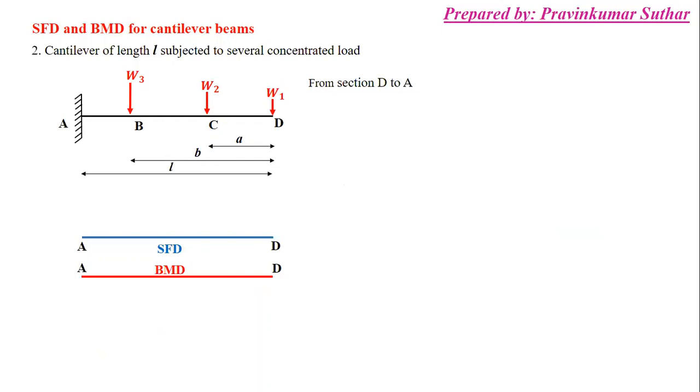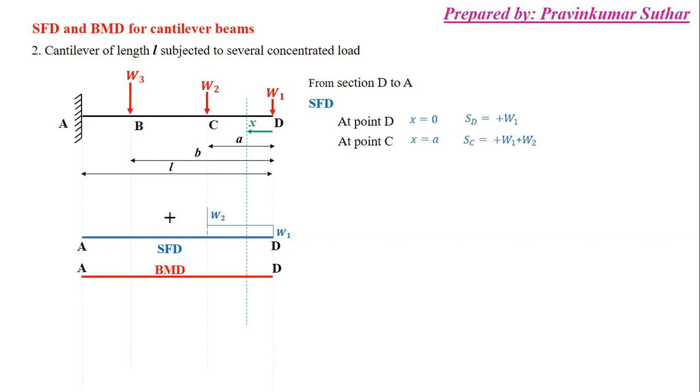So first, again in this, we will go from the free end to the fixed end. So now first, this is for load W1. At x equal to 0, the effect of W1, so simply at point D, the shear force will be W1. Okay, now next at point C, x is equal to a. Now the shear force at point C is equal to W1 plus W2, as simply you can see here.